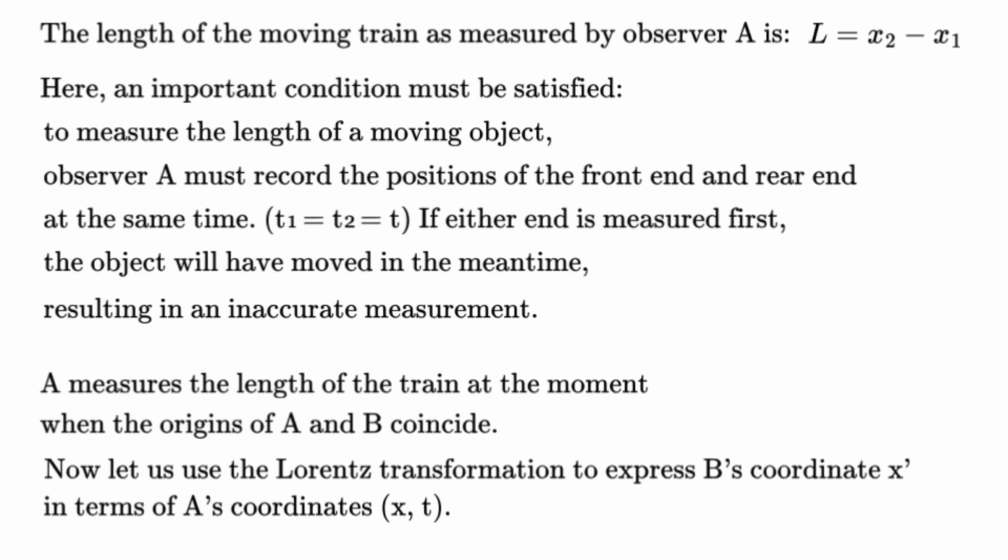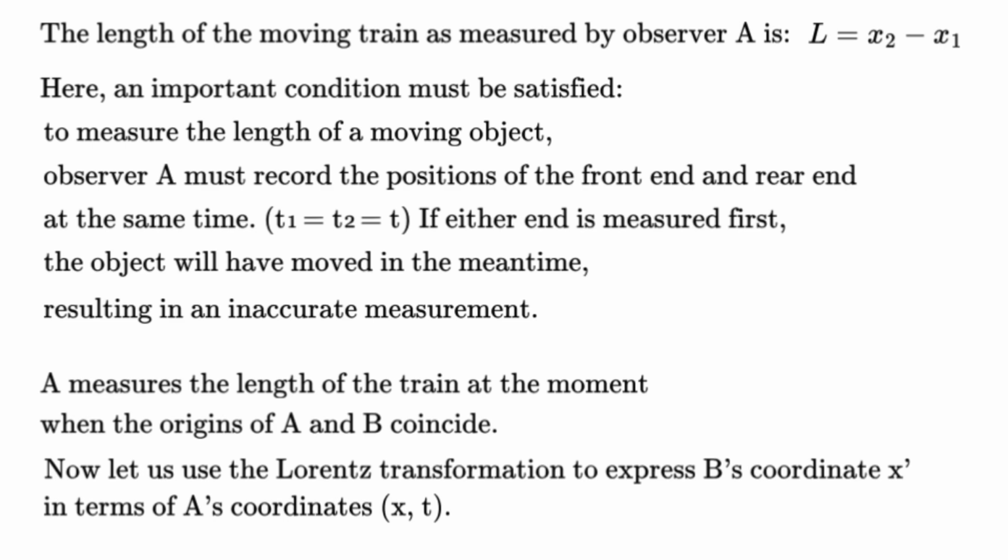The length of the moving train as measured by observer A is L equals x2 minus x1. Here, an important condition must be satisfied. To measure the length of a moving object, observer A must record the positions of the front end and rear end at the same time: t1 equals t2 equals t. If either end is measured first, the object will have moved in the meantime, resulting in an inaccurate measurement. A measures the length of the train at the moment when the origins of A and B coincide.